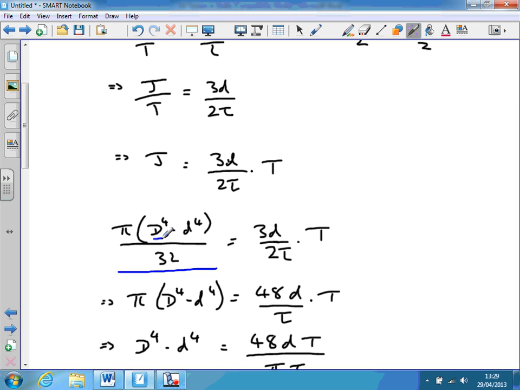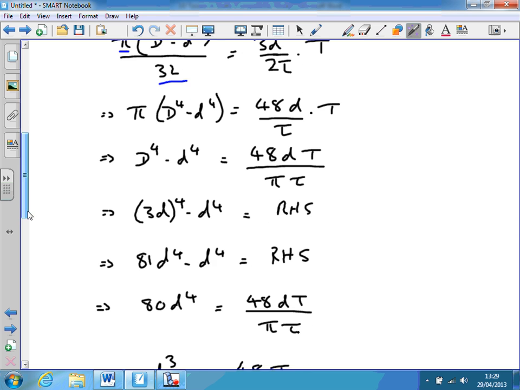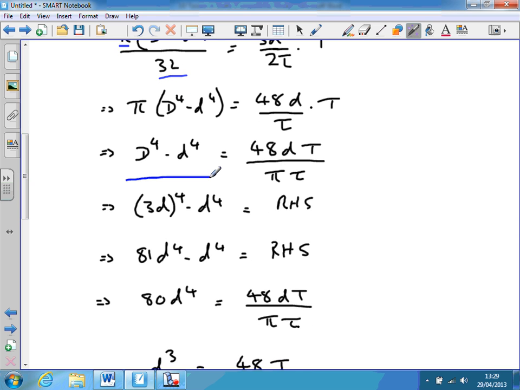But remember, capital D can be written as 3 times the inner diameter. So with a little bit of playing around, multiplying both sides by 32 and dividing by pi, we get this line. D to the 4 minus d to the 4 is 48 d over pi tau. Have a look, see if you can see those steps. Then remember, capital D is 3d, so we can substitute that in instead. 3 to the power 4 is 81, so that's 81 d to the 4 minus d to the 4 equals the right-hand side.